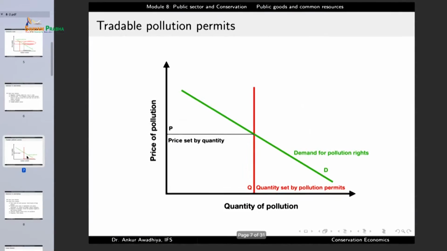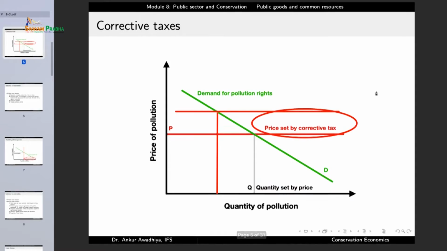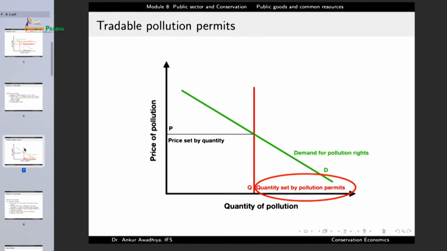Now, in the case of pollution permits, what happens is that the government sets the amount of pollution that can be done. In the previous case, the government was setting a price, and this price was regulating the amount of pollution that will be released into the environment. In the case of tradable pollution permits, the government sets the quantity of pollution that can be spread. So the government will give out certain permits, and with each permit, a person is allowed to emit a certain amount of pollution.